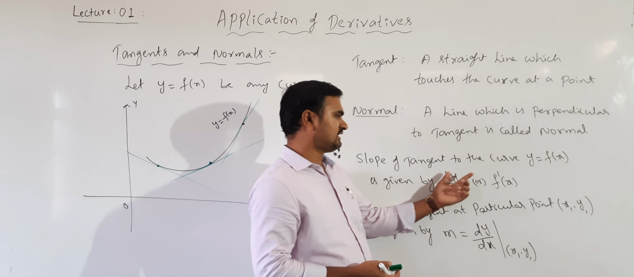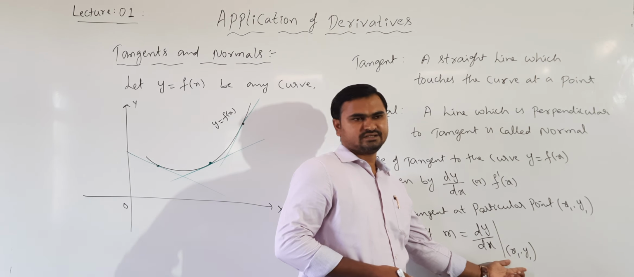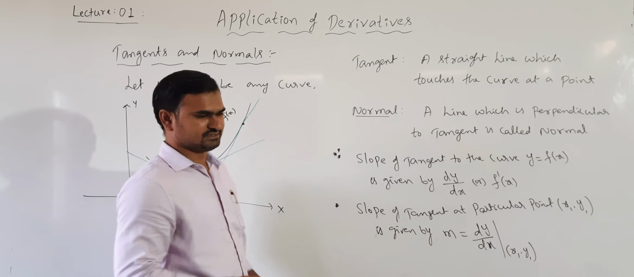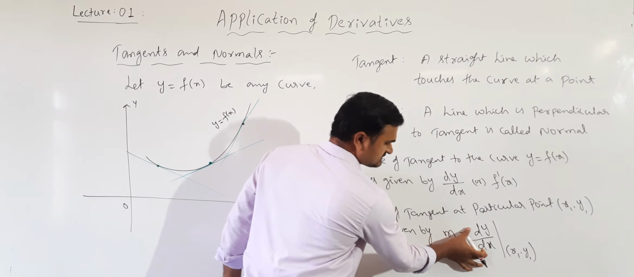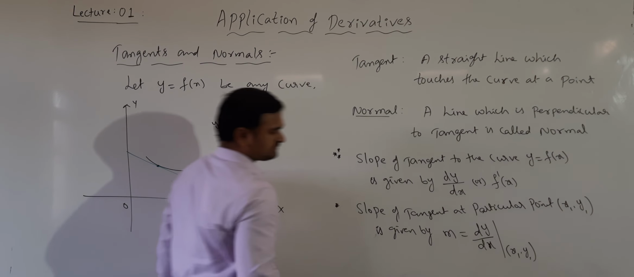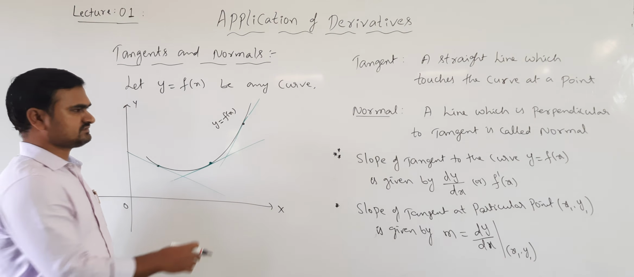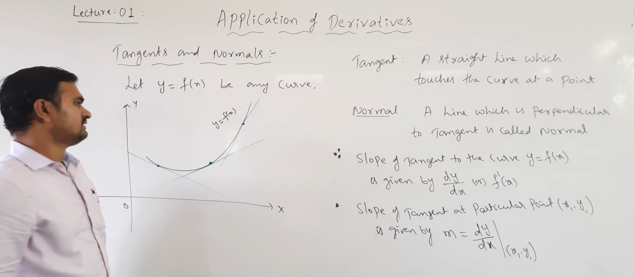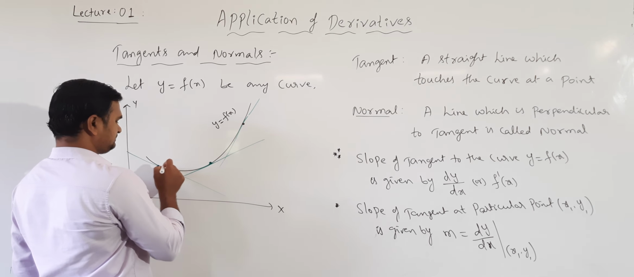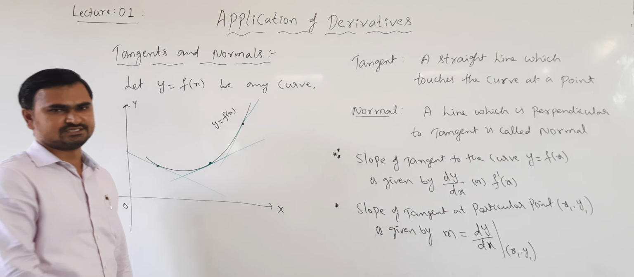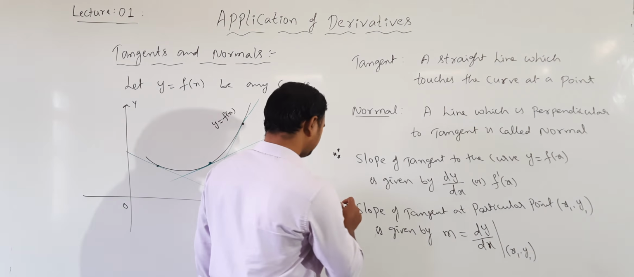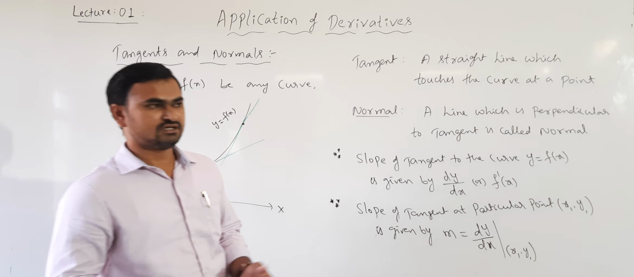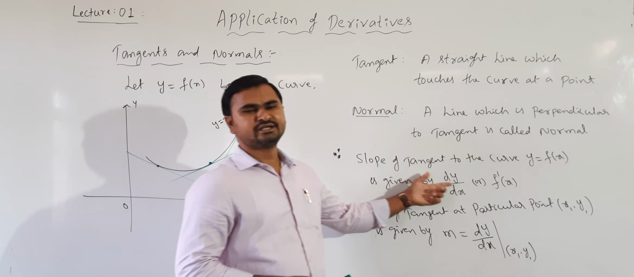So find the derivative and substitute the point (x1, y1) in the derivative. Then at that point we will get the slope of tangent. Even though dy by dx is the same, when the point changes, the slope also changes. That's why the slope is not always the same at any point where we draw the tangent. So this is an important point: slope of tangent to the curve is always given by the derivative at that point.